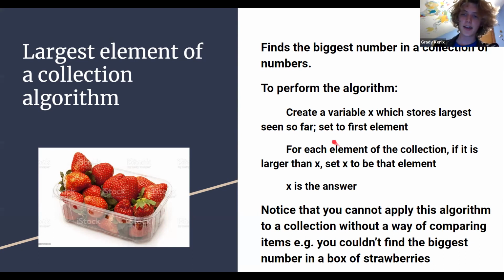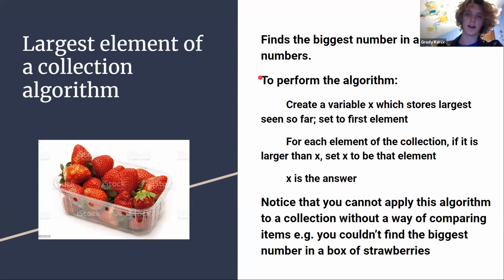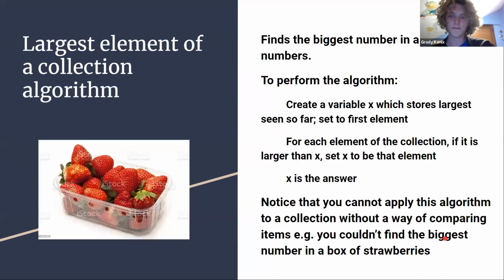So the ideas underlying this whole thing are: the algorithm was written out as a sequence of instructions. Notice it was written to perform the algorithm, you do this, then you do this, then you do this. Some inputs weren't allowed. For example, the box of strawberries or a box with multiple different equal items. You need a defined way to compare different elements. And finally, we use two different common computer science concepts, loops and indicator variables.